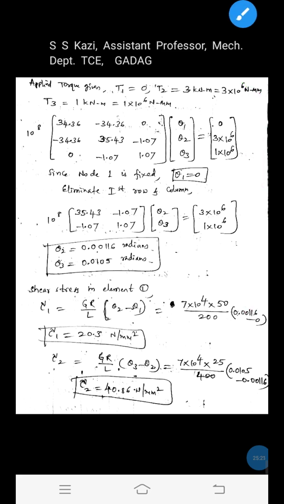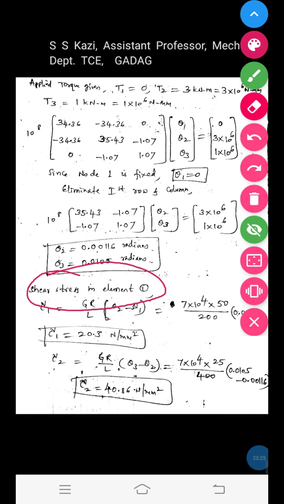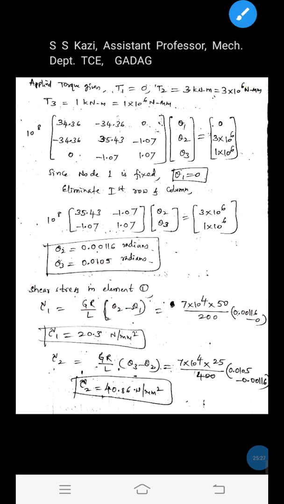Now what else is asked in the problem? Shear stress in each element. How do you calculate the shear stress in each element? That formula we have discussed in the derivation itself, that shear stress in each element is given by G R by L into theta 2 minus theta 1. Now for shear stress in element 1, you substitute for G, modulus of rigidity is given 7 into 10 raised to 4.